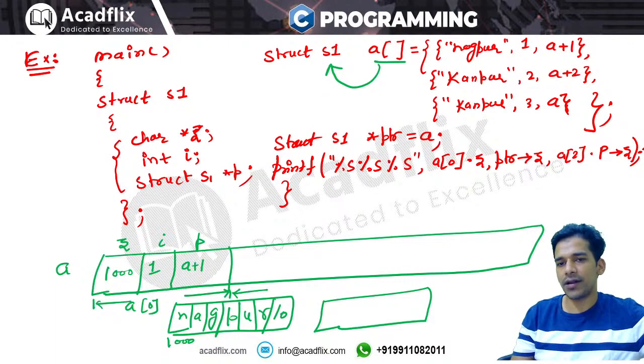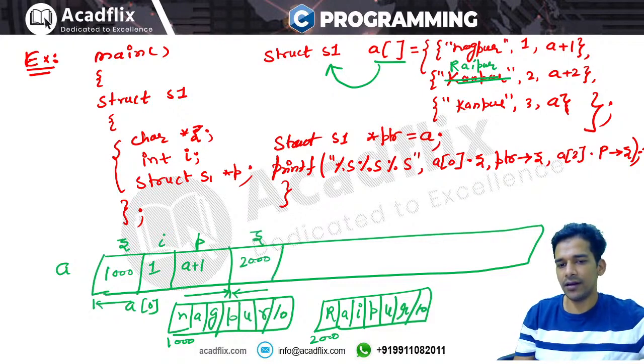Okay, so this is Raipur. The second one is Raipur. So we have Raipur stored somewhere in the memory like this, in the form of characters, and it is having some base address, let us say 2000. This means that this Z will be having the address 2000. Okay, the member Z of the second structure will be having the address 2000, and the integer value is 2, right? The I value is 2, and then the pointer p is having the value of a plus 2. That means it is giving the base address of the structure number a plus 2, right?